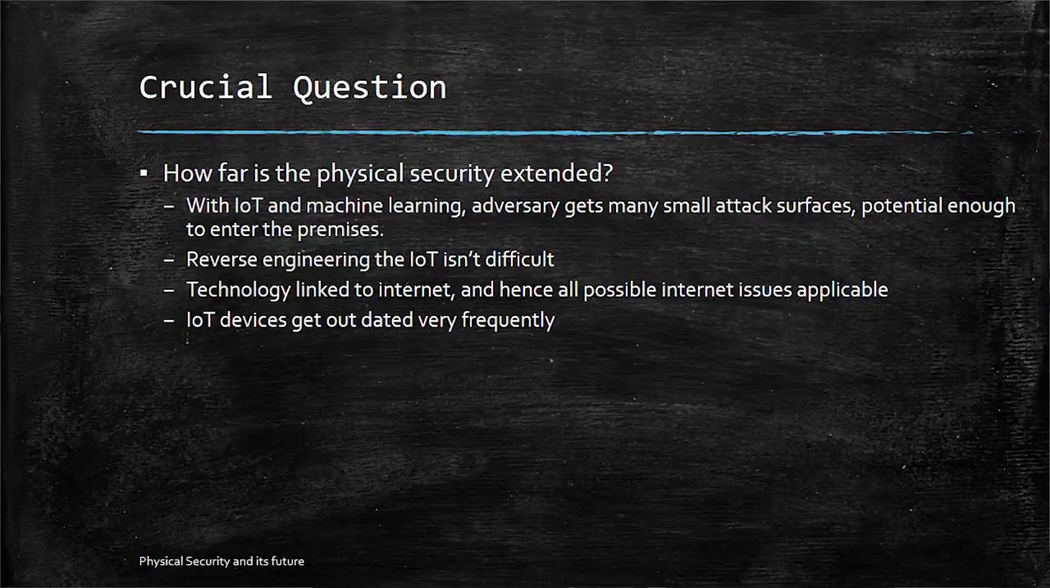One might come up with some crucial questions. How far is physical security extended? With IoT and machine learning, the adversary gets many small attack surfaces, potentially enough to enter the premises. Yes, it is going to be there. Reverse engineering of IoT is not difficult, so that challenge is going to be there, because IoT has a lot of advantages. Reverse engineering of IoT is very, very easy. The more complex we go, the easier it is to address.